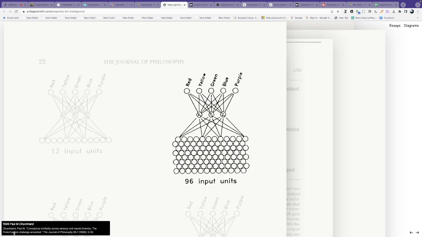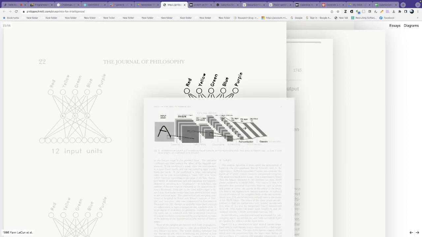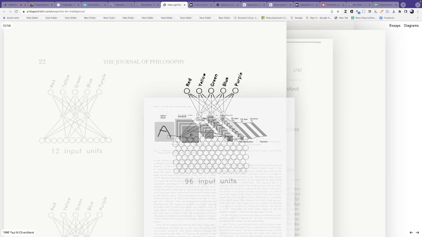This is 98, Paul Churchland, conceptual similarity across sensory and neural diversity, the Fodor-Lepore challenge answered. I don't know much about that. This is from the Journal of Philosophy. So this is taking input units and classifying different colors. This might be something to look up if we want to cover a paper on this sort of thing, because I'm not familiar with this area as much. But you can see it's being applied to different areas. This is 98, Yann LeCun, gradient-based learning applied to document recognition. So now they're doing a lot of pattern recognition in documents.